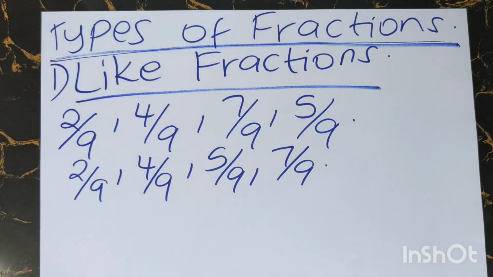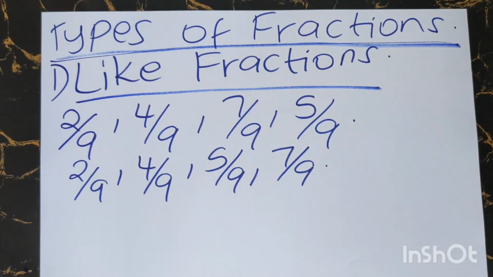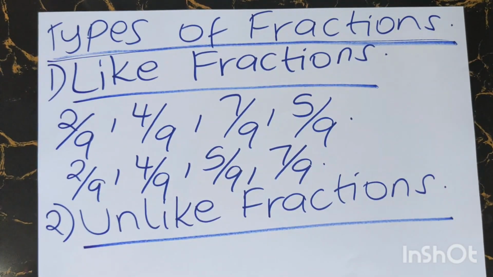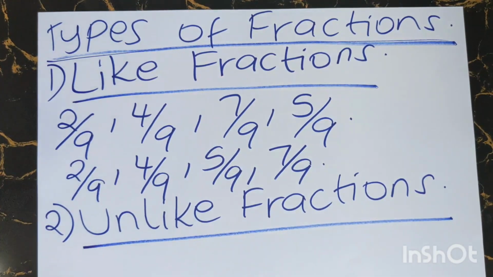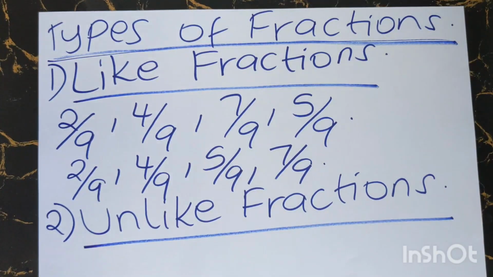Another type of fractions is the unlike fraction. Now that we've talked about like fractions, it only makes sense that we should also talk about unlike fractions. Unlike fractions are fractions whose numbers are not the same. Unlike fractions have different numerators and different denominators, okay?